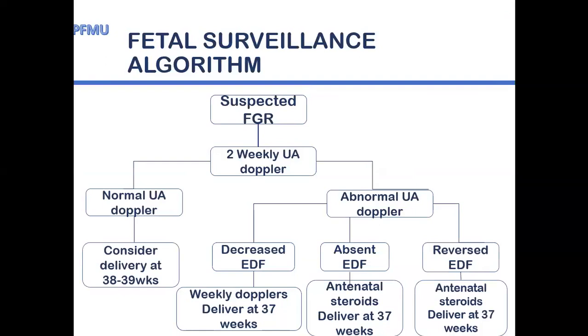So we've got some algorithms which we use in the surveillance of the small babies. If FGR is suspected, we usually do a 2-weekly umbilical artery Doppler. The Dopplers we do every 2 weeks. We also assess fetal growth. Then if they are abnormal, if it's absent, you can also see what's happening. There is a streamlined care plan which follows.